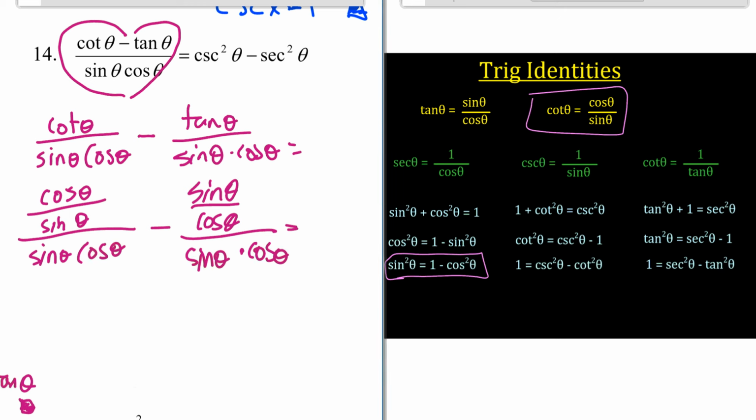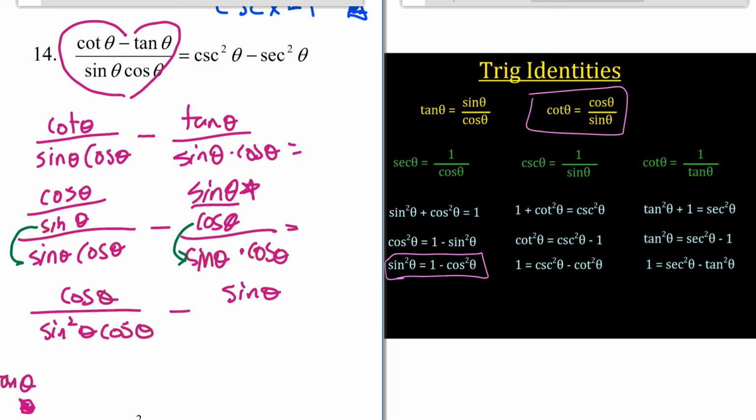We're going to use that. And so what is going to happen is this sine is going to get multiplied on the bottom, and the cosine is also going to get multiplied on the bottom. And so we're going to have on the first fraction cosine theta over sine squared theta cosine theta minus, and on top, sine theta, that's that guy, and then on bottom, sine theta cosine squared theta. You might be seeing where I'm going here.